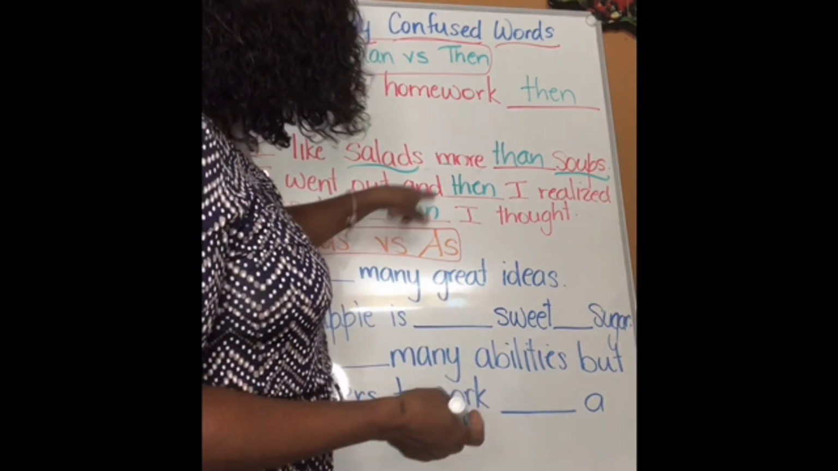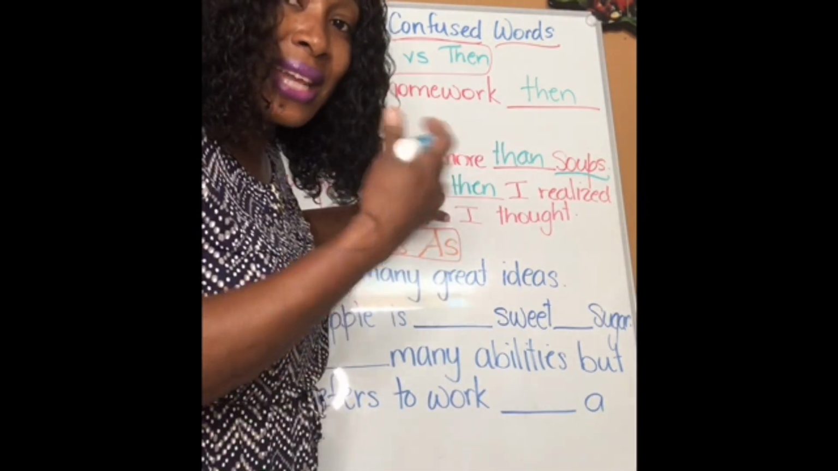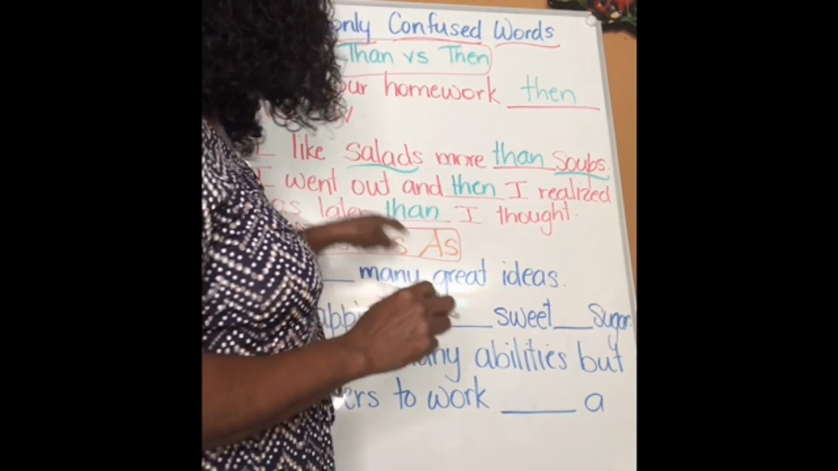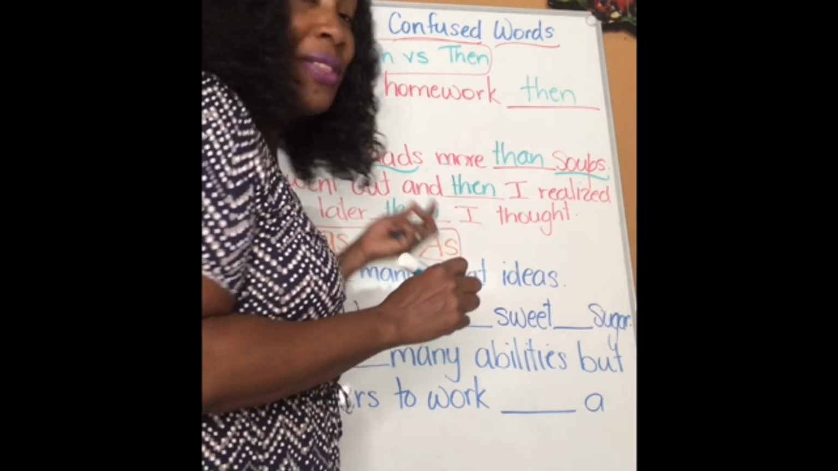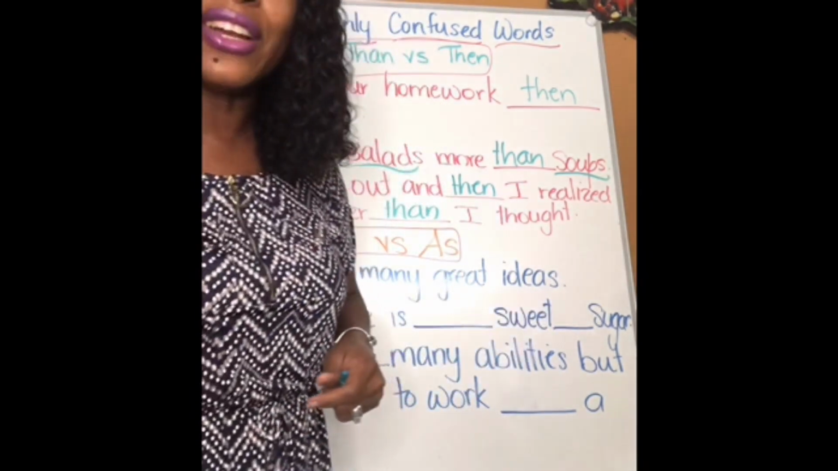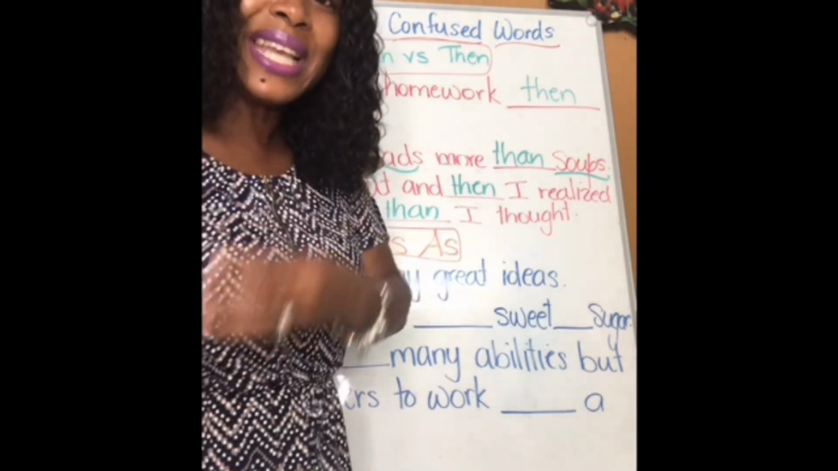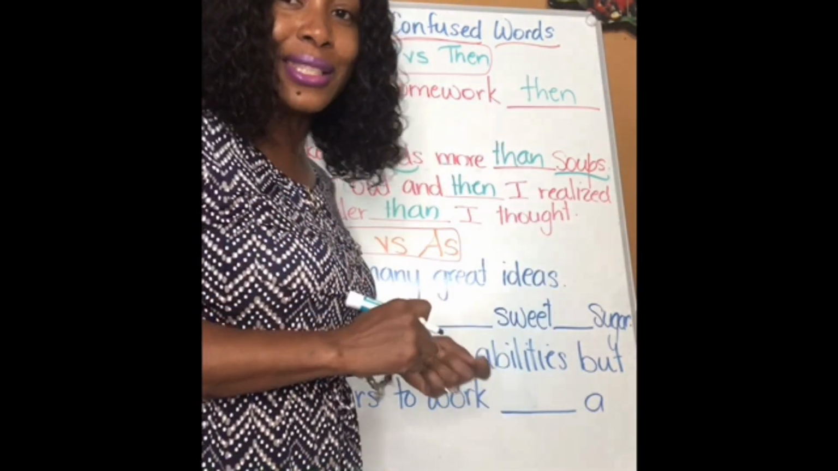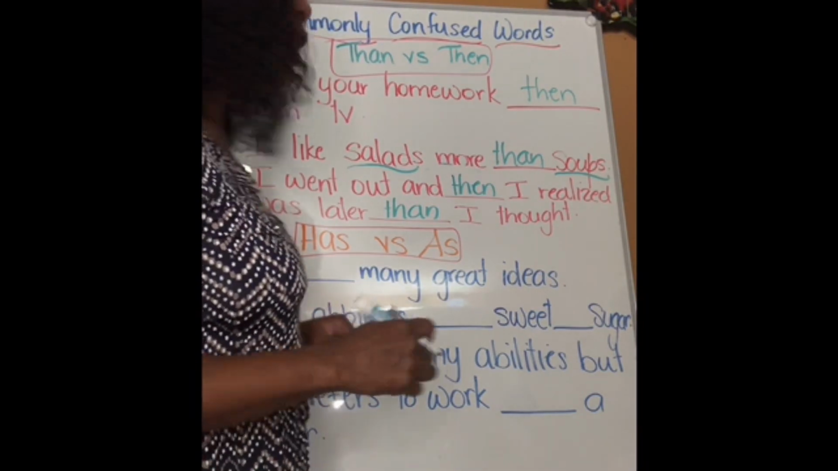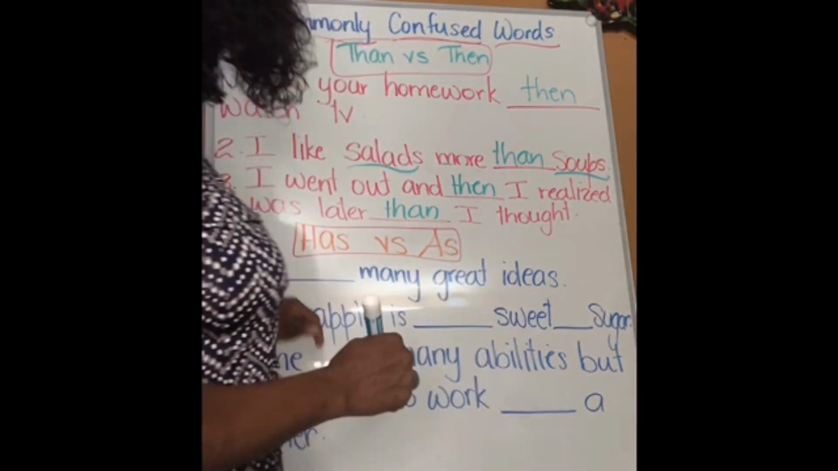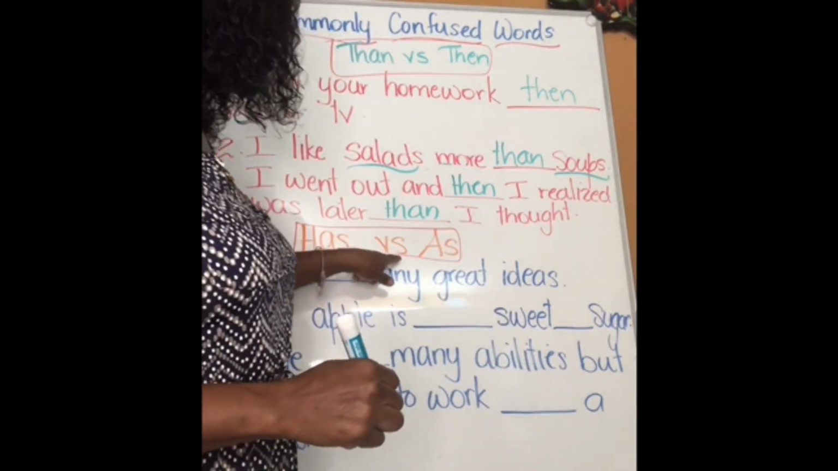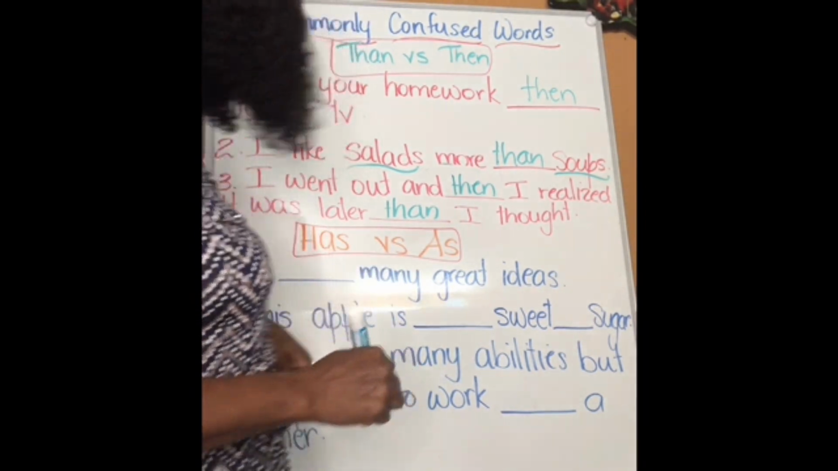So he went out, and that's when at that time he realized that he was probably thinking it was 6 o'clock when it was 9 o'clock. So comparing how late it is to how early he thought the time was. Hope you got that. Okay, let's go to has versus as.